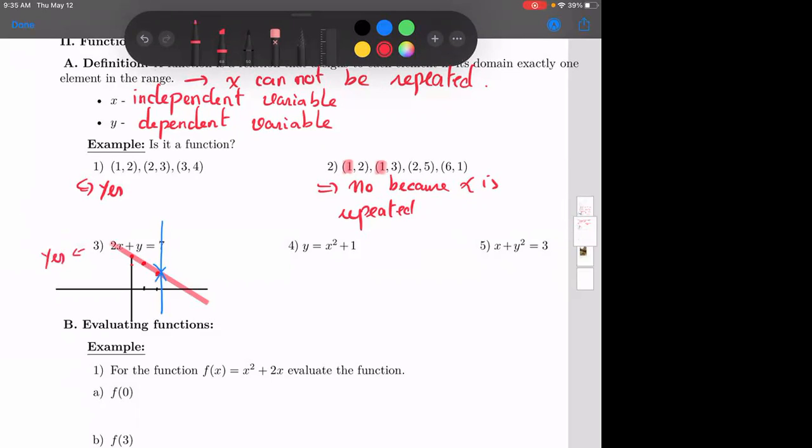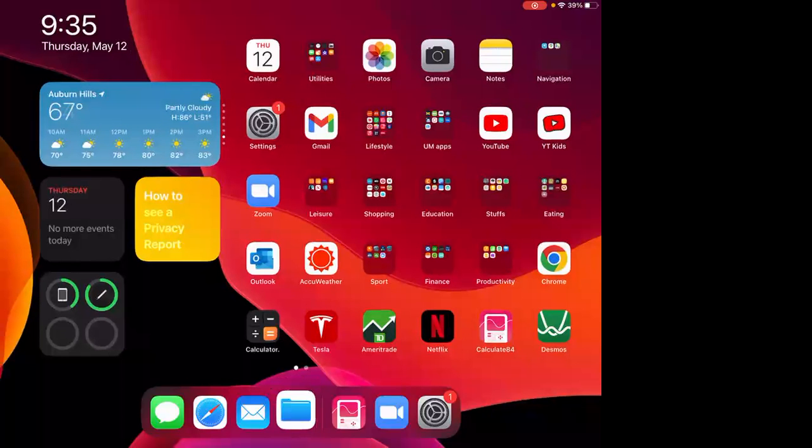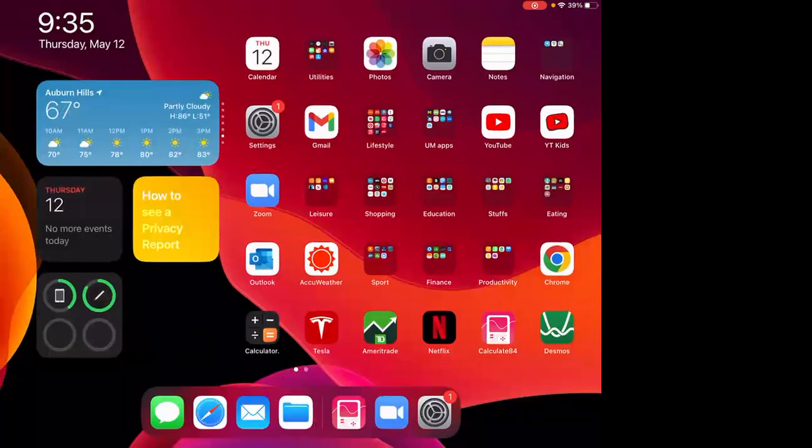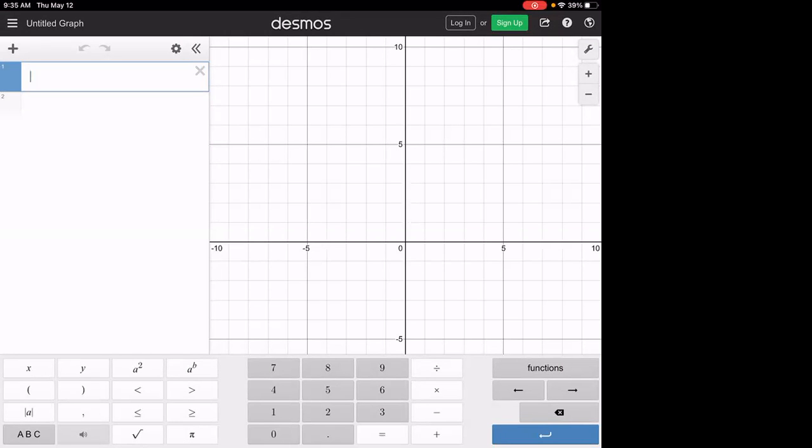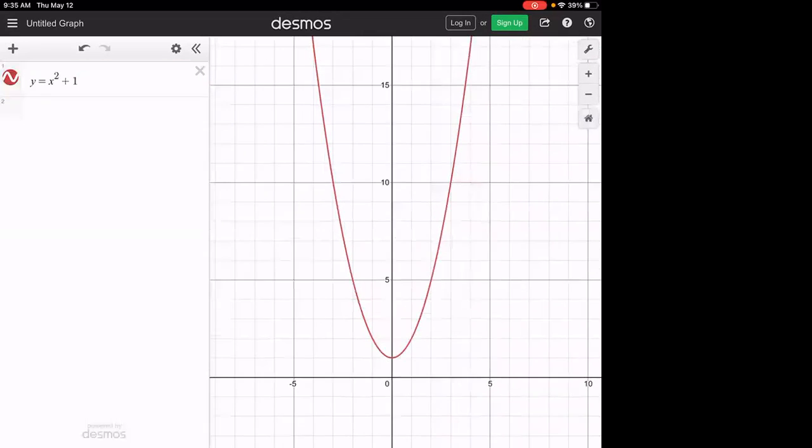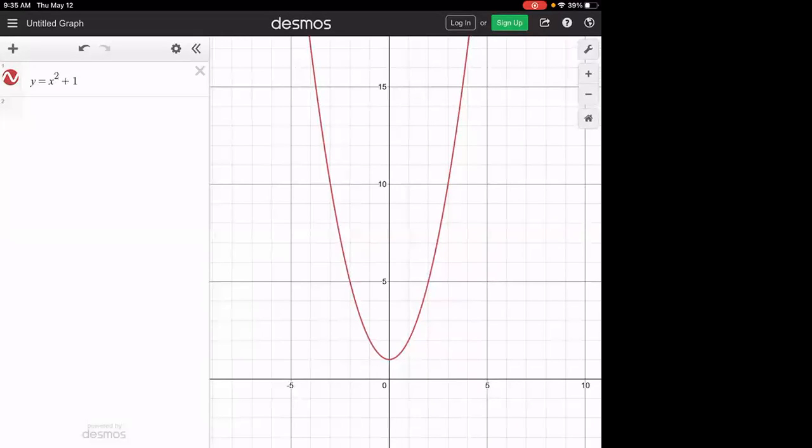What about number 4? Y equals x squared plus 1. I'm going to use Desmos. Do you know Desmos? Has anybody mentioned Desmos? I know high school teachers use this a lot. It's a great app. Y equals x squared plus 1. It's a parabola. It's called that, that little curvy V shape. It's not quite a V because the bottom is kind of curvy. It's a parabola.